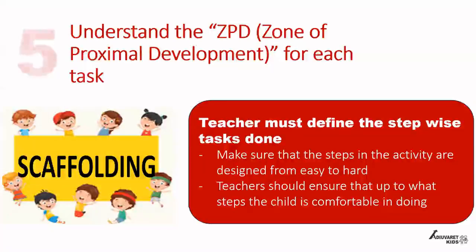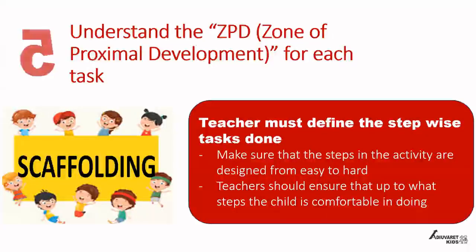That means they have gone up to step 2 to complete the task by themselves. They are not able to do step 3, 4, 5, and therefore step 1 and 2 are called zone of proximal development. That means they are in the proximity of the whole task, and in the proximity they can go to some extent, not complete. So we must understand what is the zone of proximal development for a child.